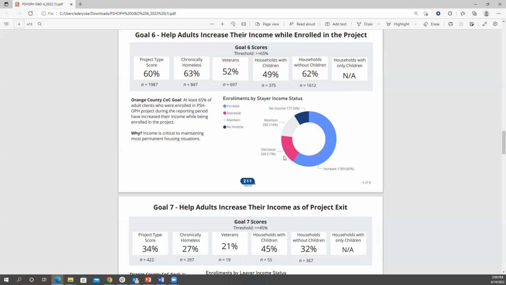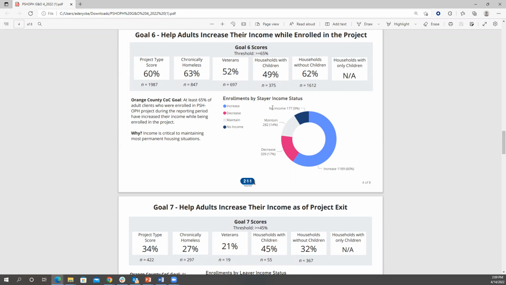17% had a decrease in income, so the income at enrollment was more than their income at the latest update in HMIS. 14% maintained their income, and 9% had no income. So the income reported at entry was 0, and the income reported at their latest update was also 0.